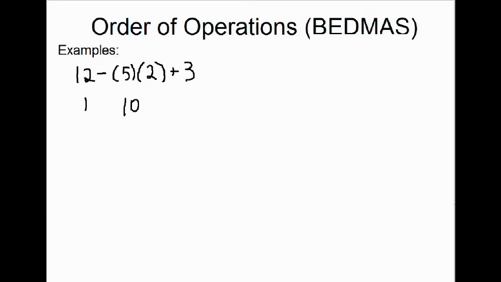And then we're going to leave everything else exactly the same. So we have the 12 and the minus that we haven't dealt with, and we have the plus and the 3 that we haven't dealt with. Well, now all we have left is subtraction and addition. Addition and subtraction have the same level of priority in BEDMAS, so we do them in the order that they appear from left to right. So we're going to do the subtraction here first because it appears first. 12 minus 10 is 2. And then we write the rest of the question that we haven't dealt with, and then 2 plus 3 is 5.